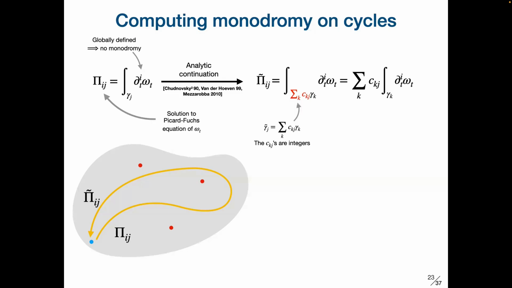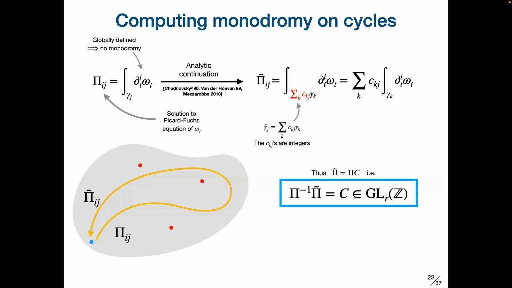What's important here is to note that these coefficients, the c_kj's, are all going to be integers. And the reason they're integers is because the homology has an integral structure. So it doesn't make sense to talk about half a cycle. If you deform one cycle, you're going to obtain one cycle when you come back after the monodromy, which is why these numbers are going to be integers, because you have an integral basis of the homology.